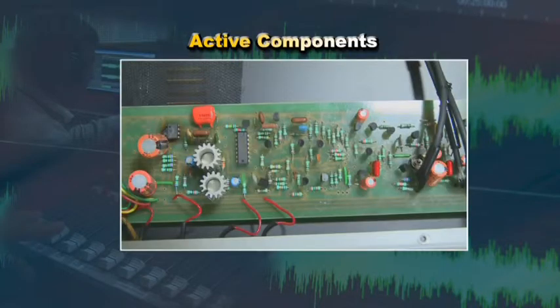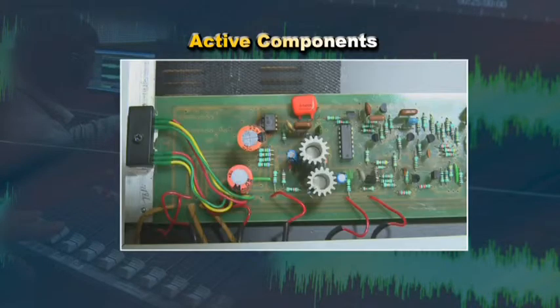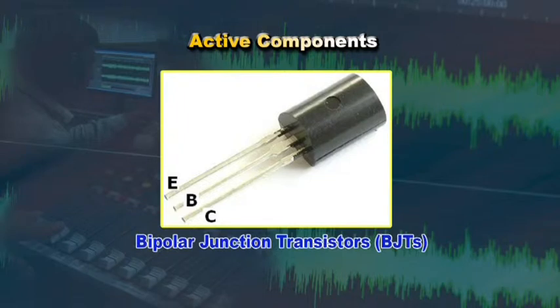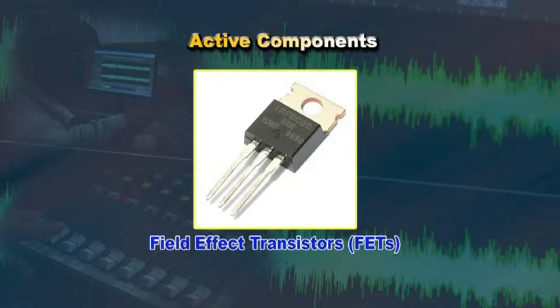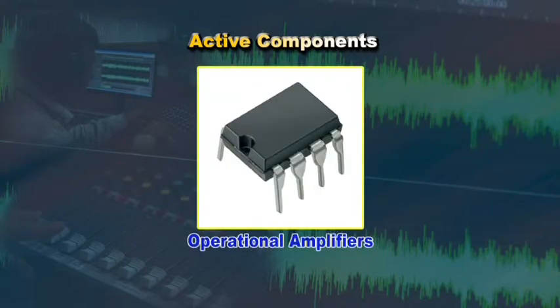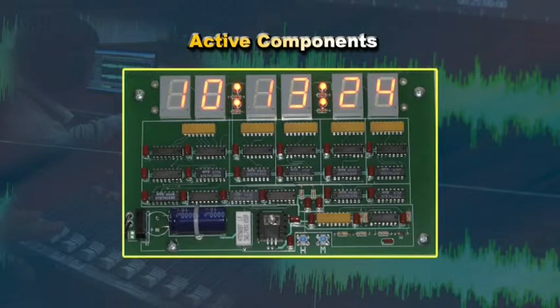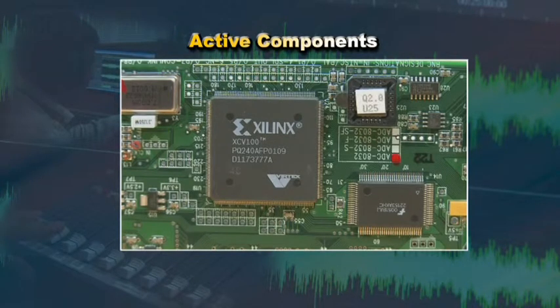Well, the next is active components. Active components are those components which can generate or amplify AC signals. The examples of active components are bipolar junction transistors, also known as BJTs, field effect transistors, operational amplifiers, analog ICs and digital ICs, that is integrated circuits. Well, ICs are devices which integrate thousands of resistors, capacitors and transistors to perform a desired function.